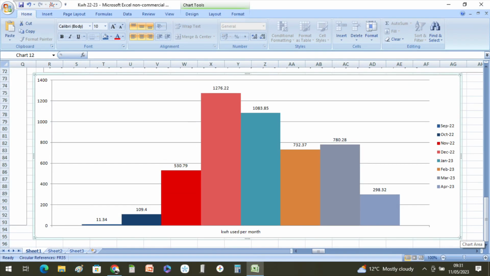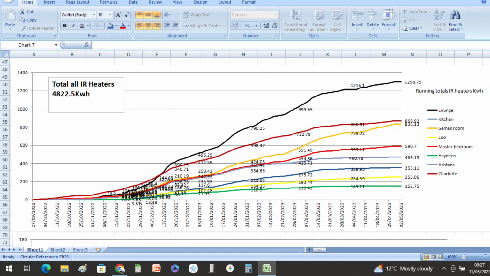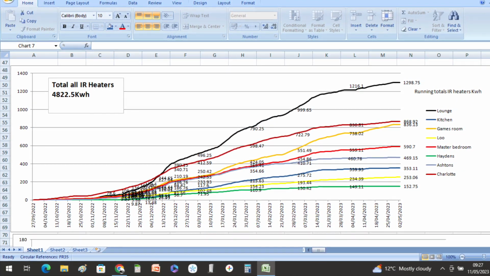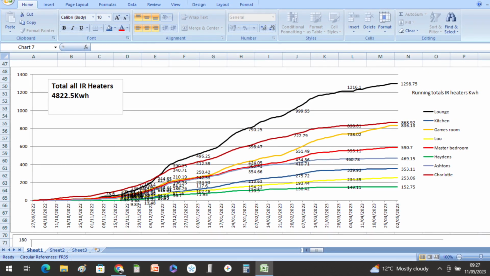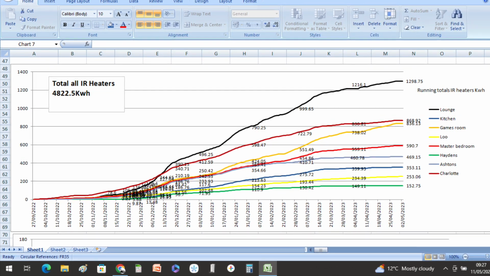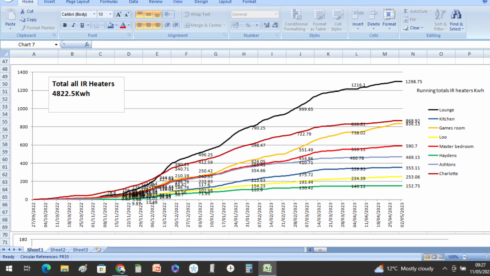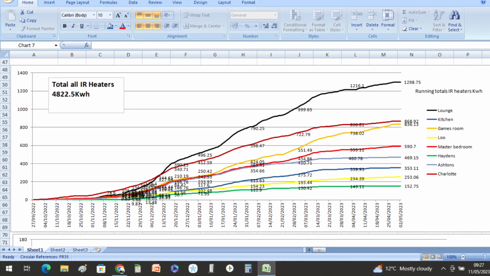When we look at the data of how many kilowatt hours we used, you can see that December and January were clearly the coldest months and we used more energy to heat the home. And we used 4,822 kilowatt hours in total to heat the home, and I broke it down into each individual heater, and you can see the biggest room in the house, the lounge, uses the most power. And vice versa, the smallest room in the house, the small box bedroom with a 400 watt heater, used the least amount of power to heat the home.